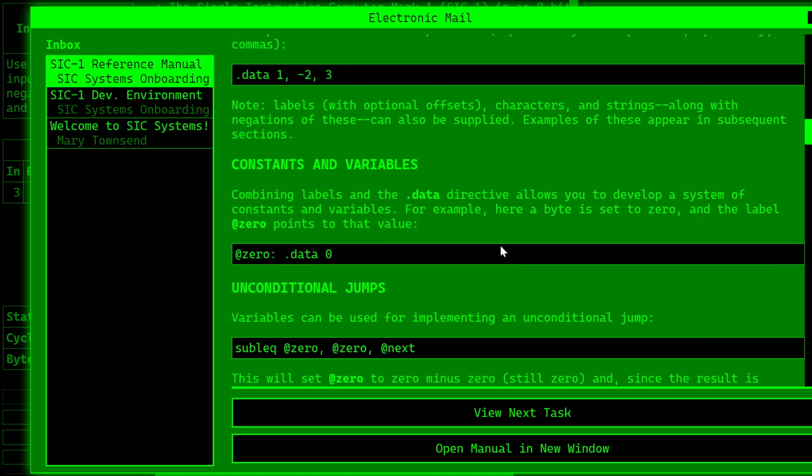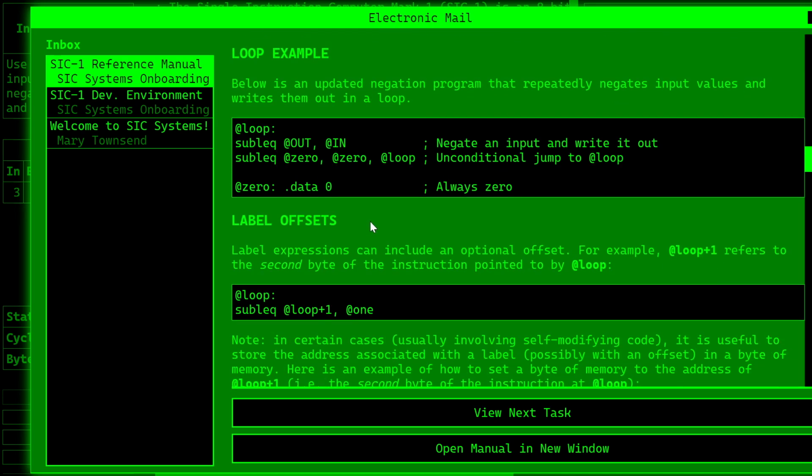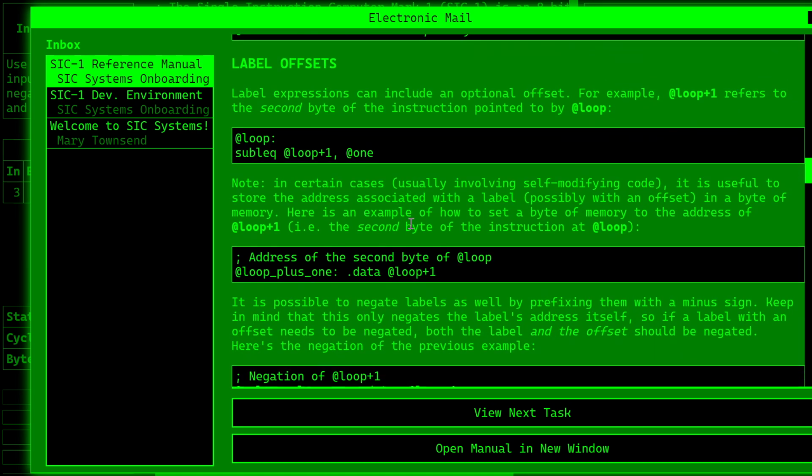Constants and variables. Combining labels with the .data directive. Okay, this is sort of what I was asking about. Allows you to develop a system of constants and variables. At 0 is a data that says 0. Fine. Okay. Unconditional jumps. Yes, fine. Of course, that's obvious. Don't tell me how to loop. Okay, label offsets.